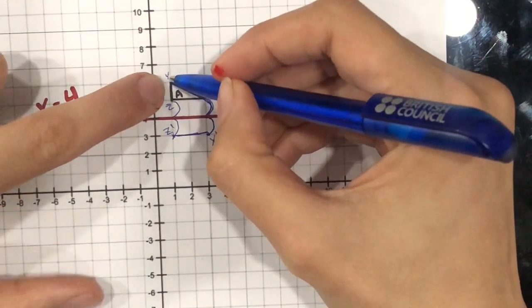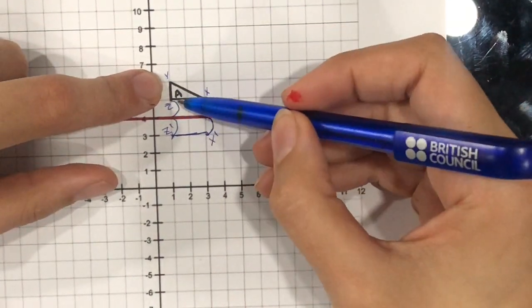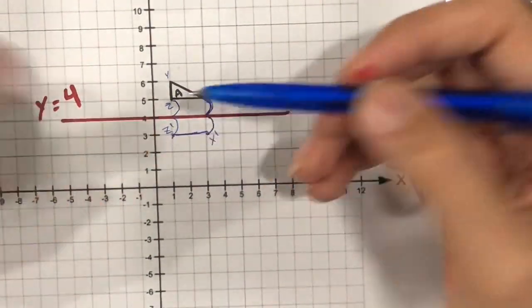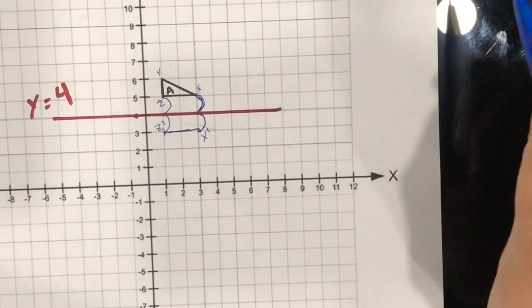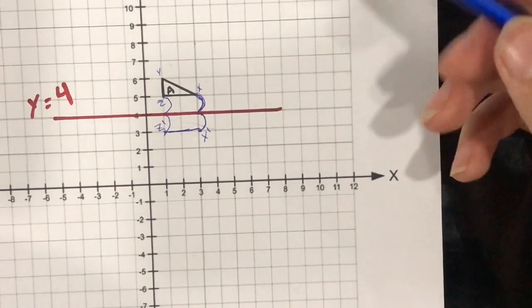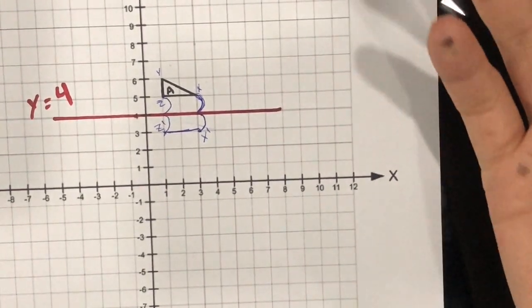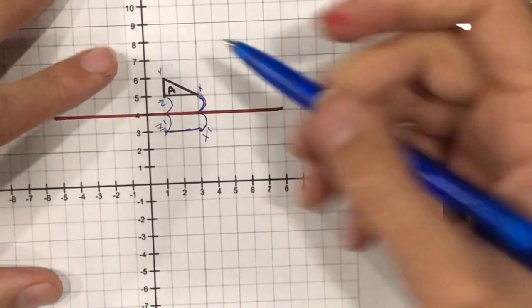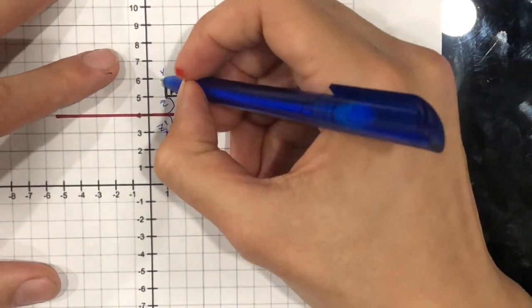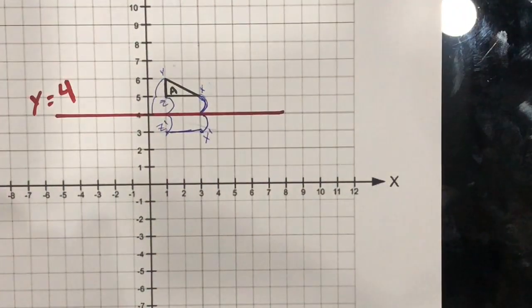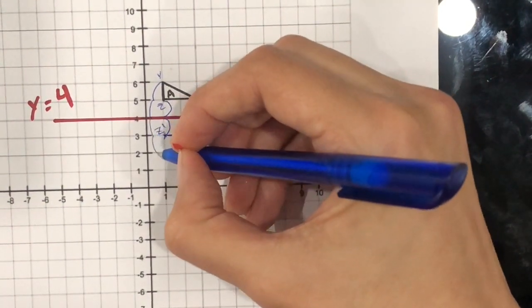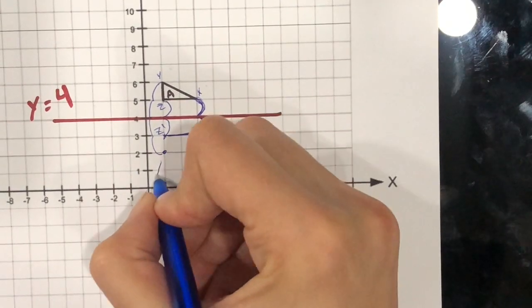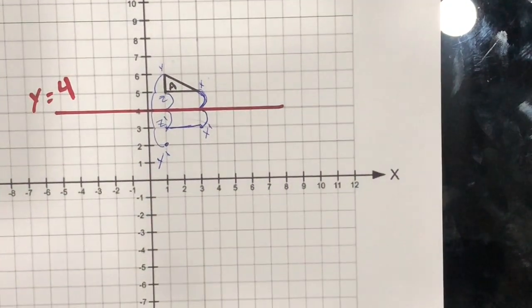Now I need Y. Y will not be here. Most students get confused and plot Y here and draw the triangle like this, but this is not a reflection, this is a translation. To do reflection, you need to count how many squares. Y is 2 squares far from the mirror line. We need to count 2 squares in the other direction. So we'll count 1, 2. This is where the new Y coordinates are.